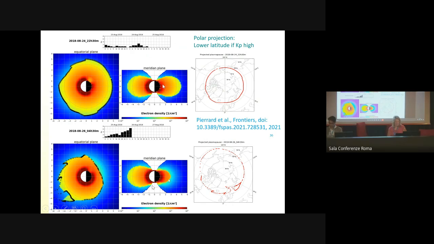And it means that the projection of the plasmapause in the ionosphere is located at higher latitude when the activity is low than when the activity is higher. When the activity is higher, you can see that the plasmapause projected in the ionosphere is located at lower latitude, and this corresponds, in fact, to the mid-latitude ion trough in the ionosphere.